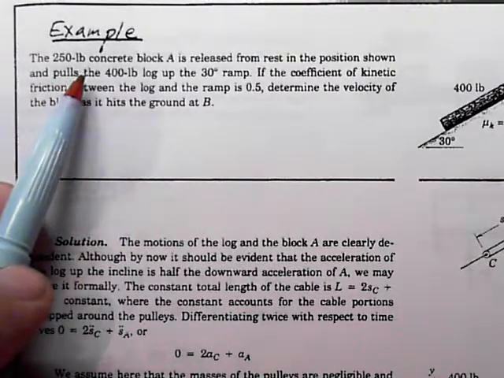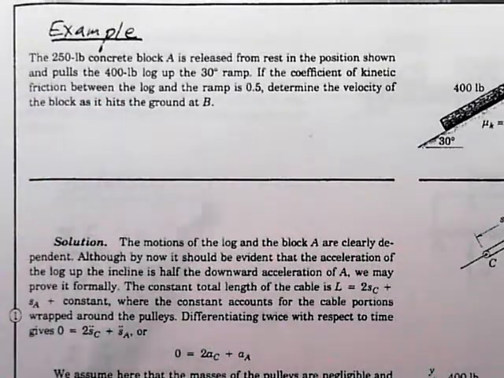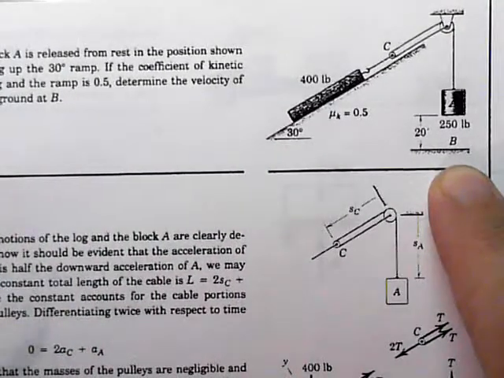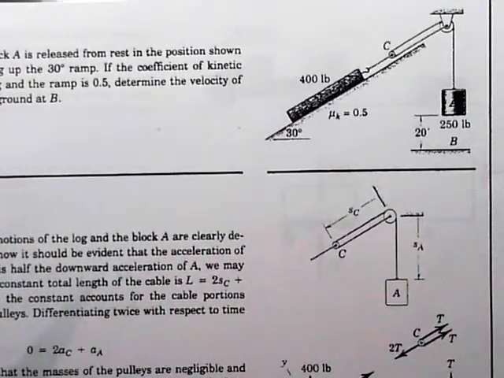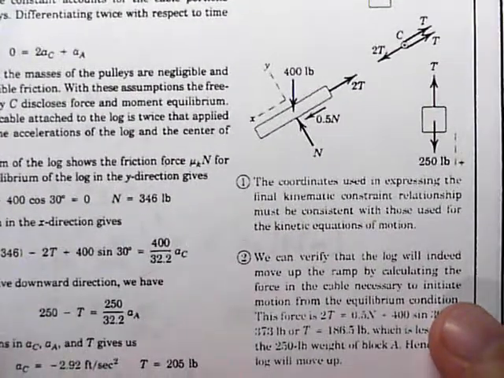Okay, the problem statement gives some of the details. A 250-pound concrete block is released. It pulls the 400-pound log up the ramp. We have coefficient of kinetic friction, 0.5. We want to know the velocity when the block hits the ground at a distance of 20 feet below. And so to work the problem, we will need to draw free body diagrams and write sum of force type of equations.